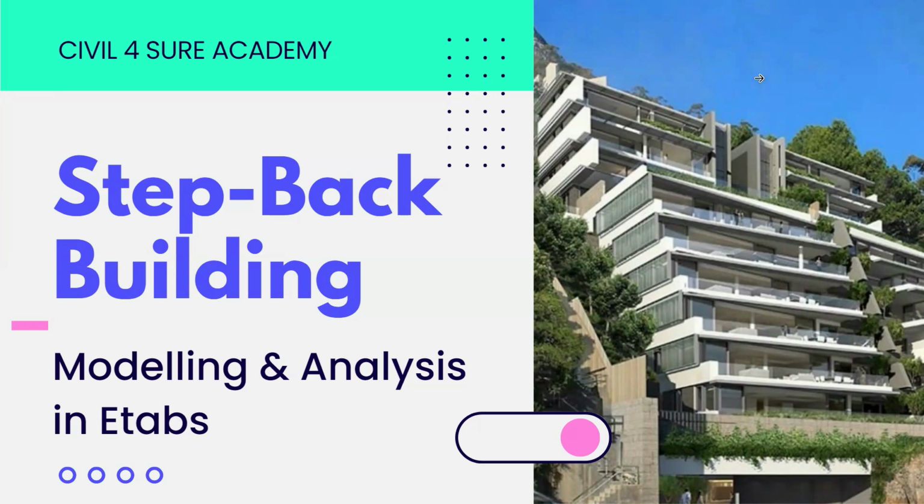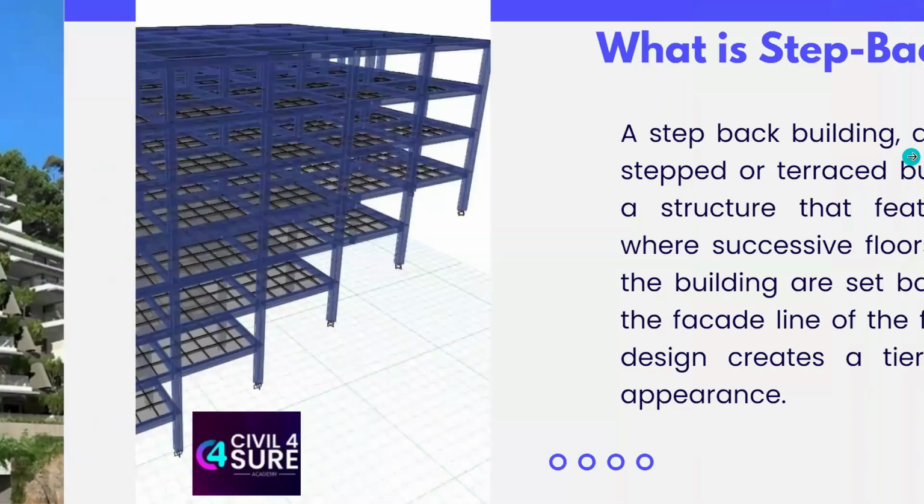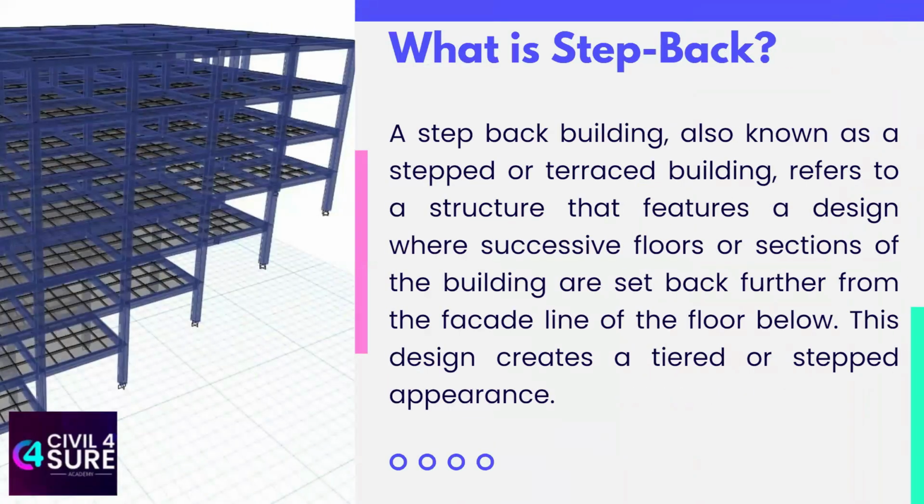So let's start. First, let's see what a step back building is. As you can see on the right-hand side diagram, these kinds of buildings are constructed on a slope, or you can say on a hillside. The definition refers to a structure where the successive floors of the building are set back further from the facade line of the floor below. You can see the bottom floor, then another floor on the upper side, and then another floor above that. Each floor is shifted upward because there is a slope on the downward side.